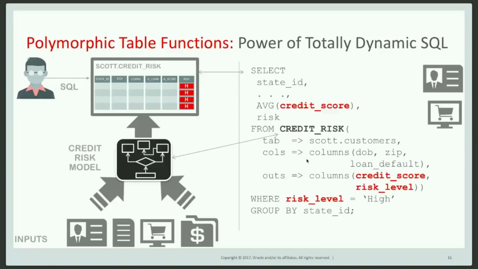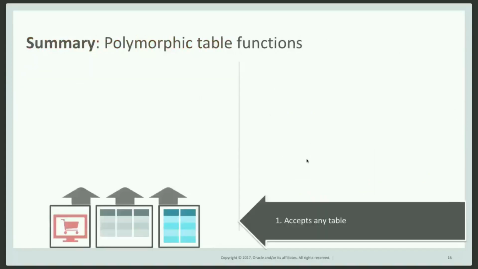In this case, we're passing in Scott.customers, but we could pass in, say, Scott.emp, and we might say the columns that are going to determine whether I'm a credit risk or not maybe are my start date, my hire date, and say my commission. This is the advantage of polymorphic tables. It's no longer a credit risk model tied to Scott.customers. We can pass in any table, we can pass in any columns, and we will get the output columns of credit score and risk level.